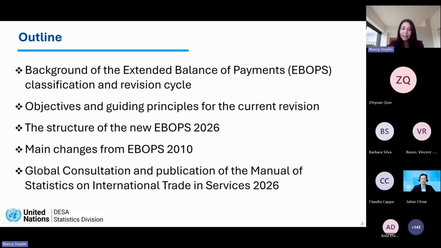I'm also making this presentation on behalf of the Task Team on International Trade Statistics, which is part of the UN Committee of Experts on Business and Trade Statistics. That task team is chaired by Cristina Neves from Portugal and Uljour Hossein from Morocco. So we thank them for their leadership during this revision process.